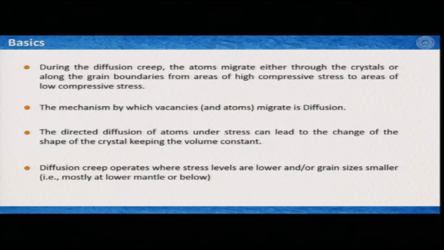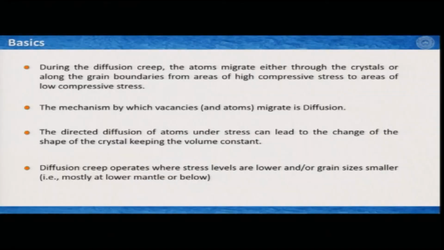Now, let us have a look on the other two processes, that is Nabarro-Herring creep and Coble creep. But before going into the details of this, we will have some basics of this diffusion induced creep. So, during this type of creeps where the atoms move from one side to another side of these grains, the atoms migrate, or they can migrate, they have options to migrate either through the crystals or along the grain boundaries, from again areas of high compressive stress to areas of low compressive stress.